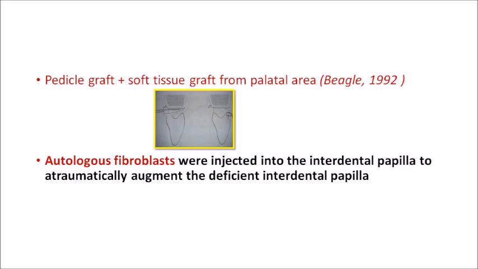Another technique is injecting of autologous fibroblast into the interdental papilla. This is a relatively atraumatic procedure and it can augment the deficient interdental papilla.